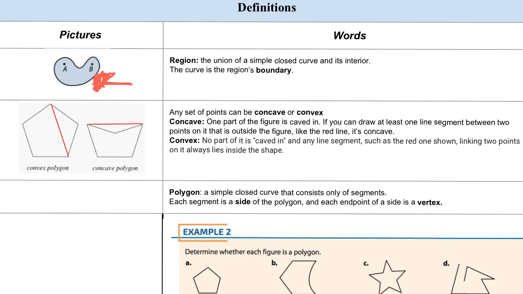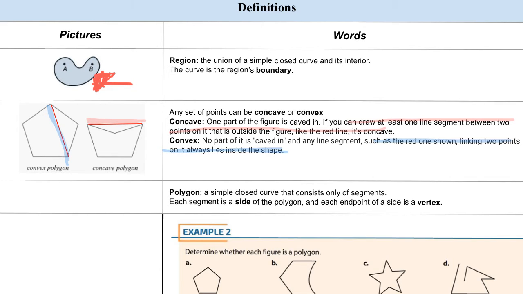If you can draw at least one segment between 2 points that is on the outside of the figure, like that line, it's on the outside of the figure, we're 2 points, and now that line's outside, it's concave. If you can take that red line and connect 2 points of the shape and it always lies inside, it is convex. Okay, that's the technical part of the definition that you're going to need to remember.